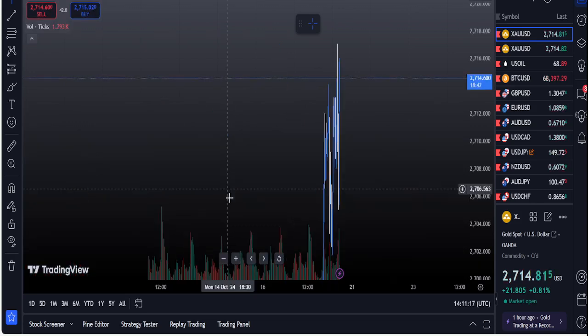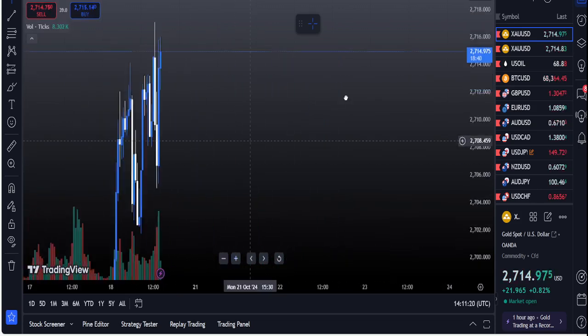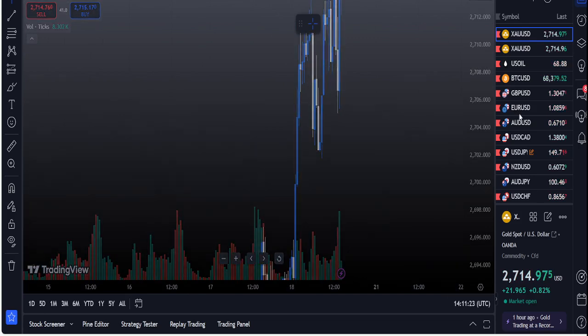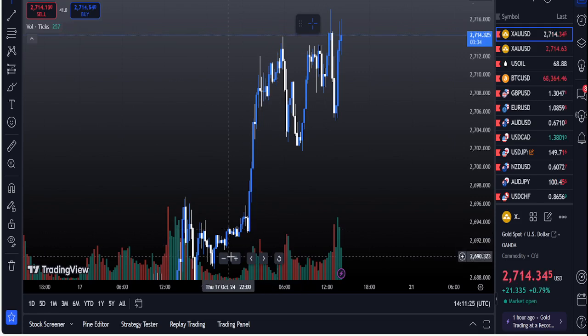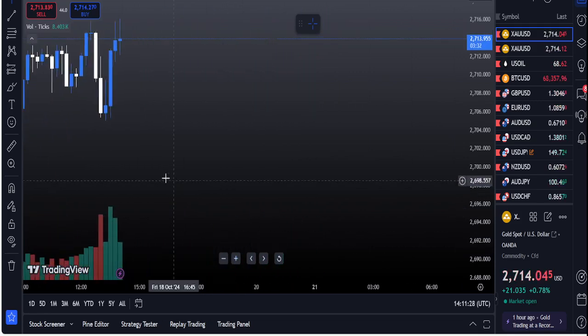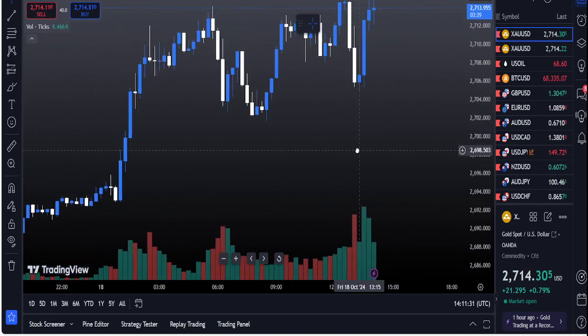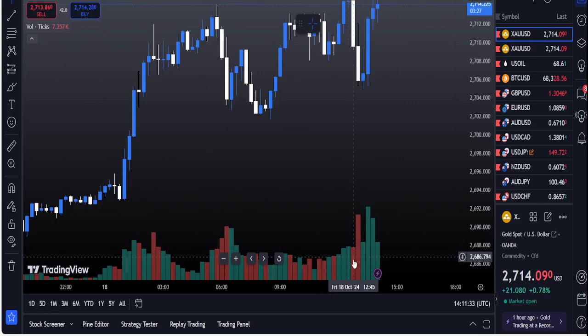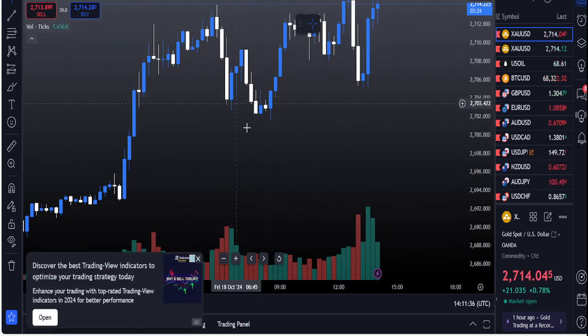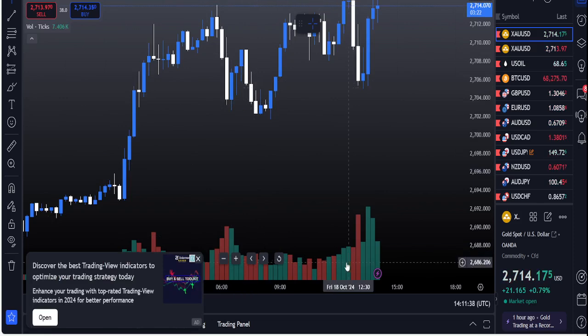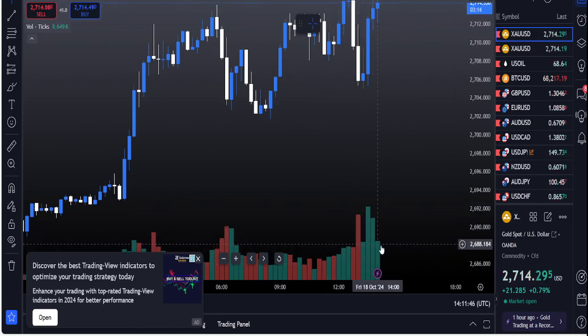Now this is the volume. You are watching this volume here. Below, the histograms are the volume, and above is the candlestick chart. You just need the candlestick chart and the volume histogram on the lower side. So that's it, you just need this. Now when we read the volume, we have to judge whether it is high, average, or low.